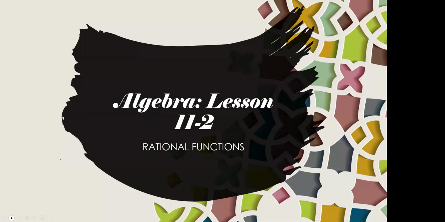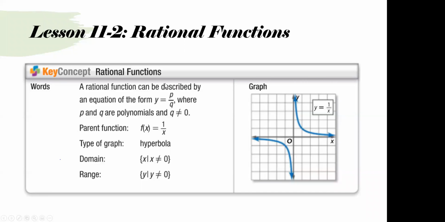Okay, so here we have what a rational function is. A rational function can be described by an equation of the form y equals p over q. So it can be written as a fraction where p and q are polynomials and q is not equal to 0. So again, our denominator cannot be equal to 0.